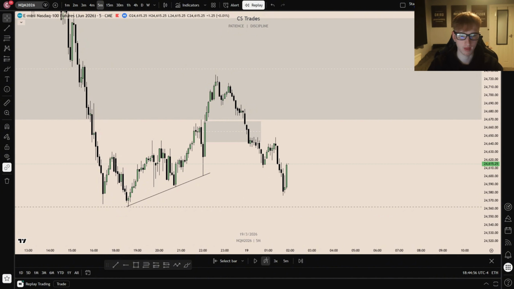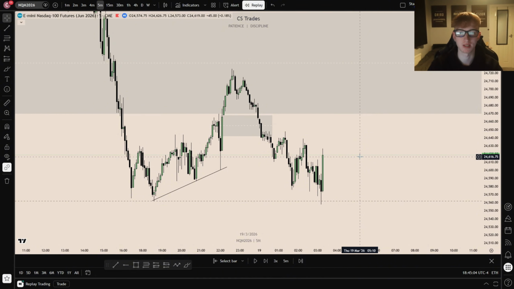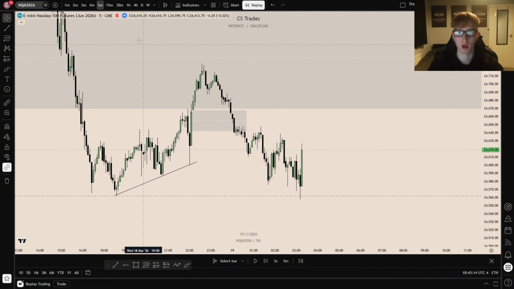We chop around a bit, and then we eventually go to our draw on liquidity. Now this would have probably been a break-even trade for my model, but the idea is finding the draw on liquidity, and then you can catch trades in line with that draw on liquidity. I have loads of videos on my entry model which you can find on how to catch trades in line with the draw on liquidity. Now, what has price just done here?